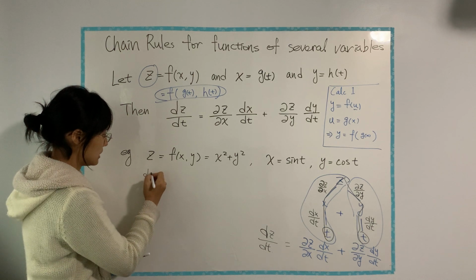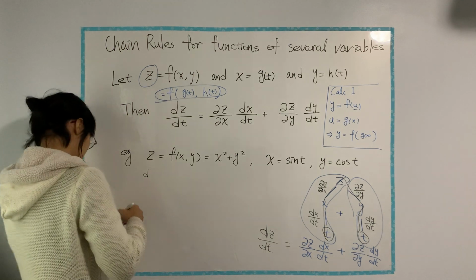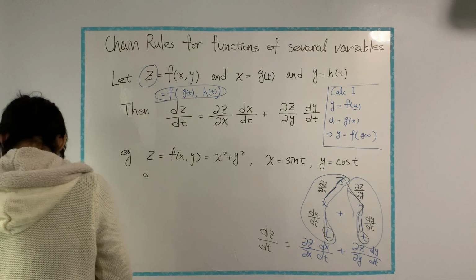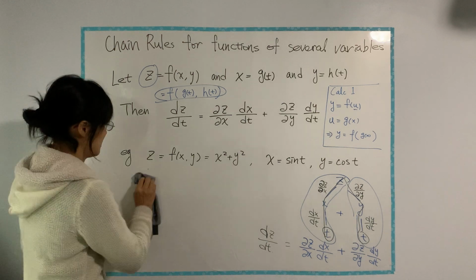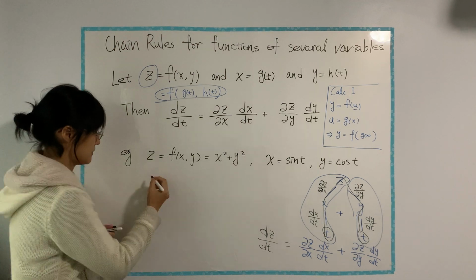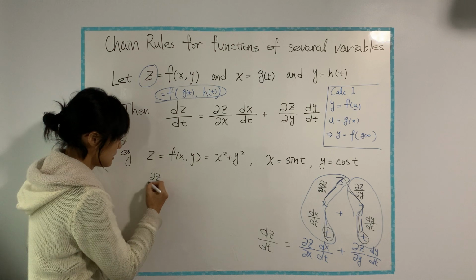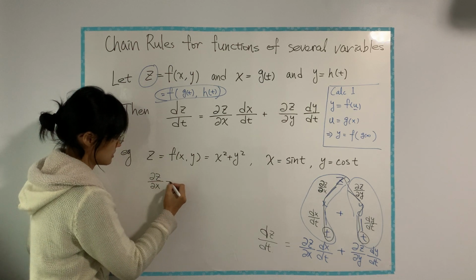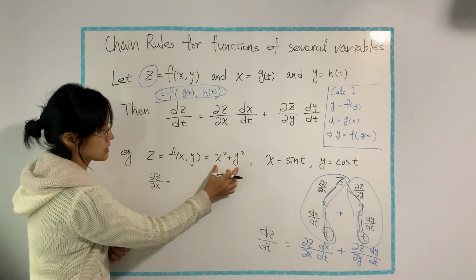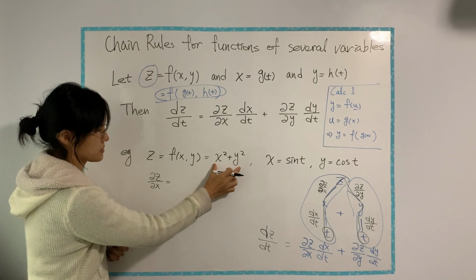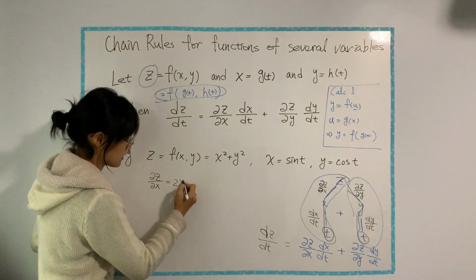So we have dz/dx, the derivative of this function with respect to x. So that's 2x, right?